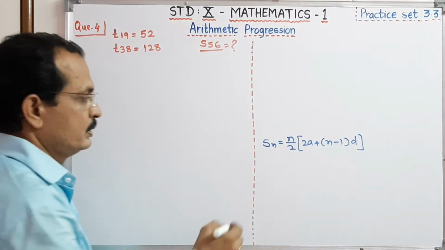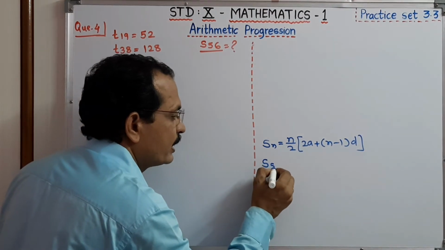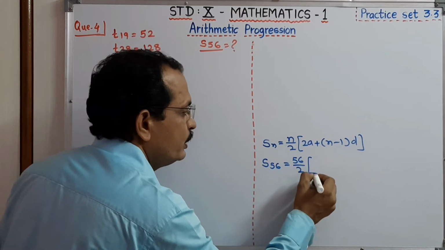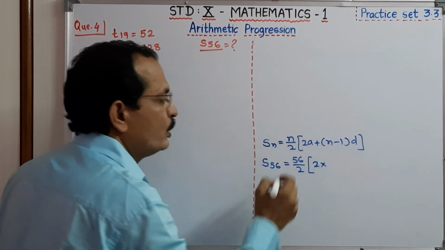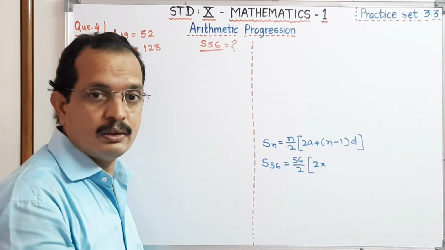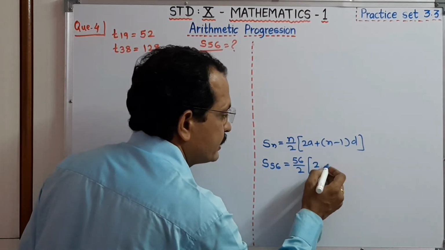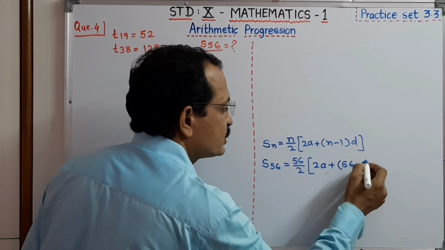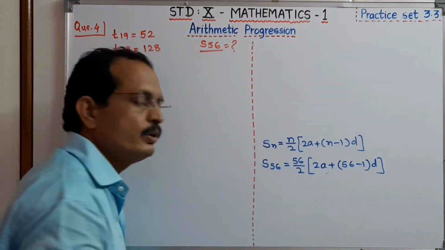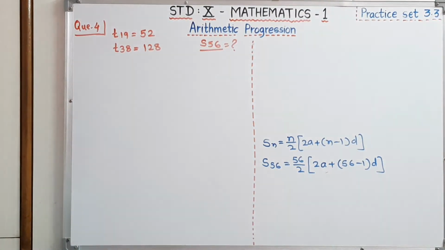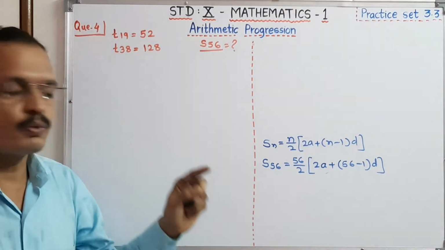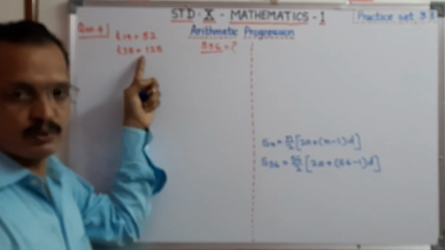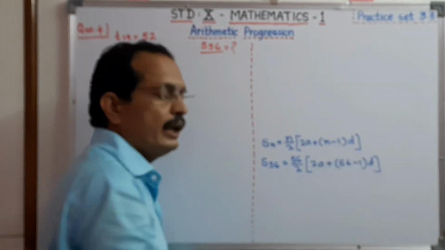We have to find S56, therefore we write here S56 is equal to 56 upon 2 into 2 into the first term. Is it given? No. Therefore we write as it is 2a plus, this n means 56 minus 1, into d. That d value is also not given. That means to find this, we must find a and d, and for that purpose this information is given.